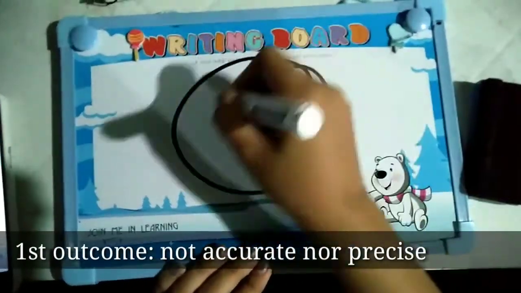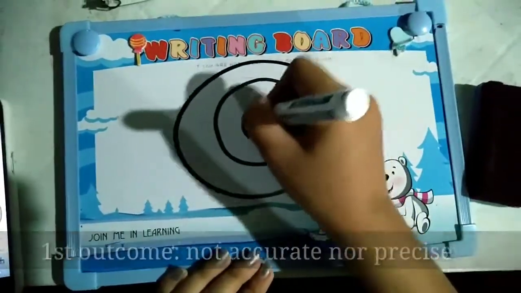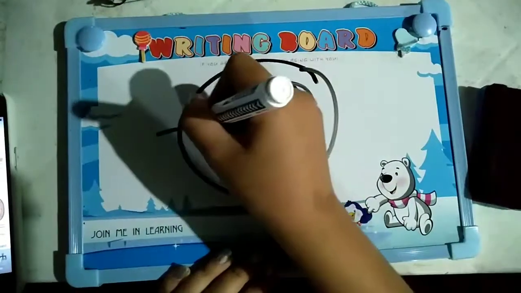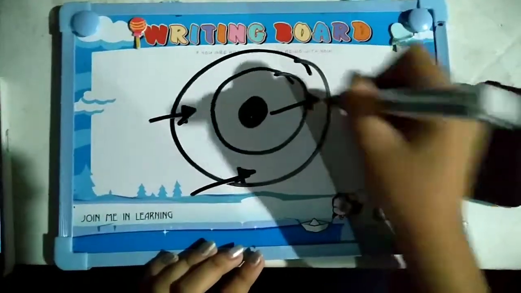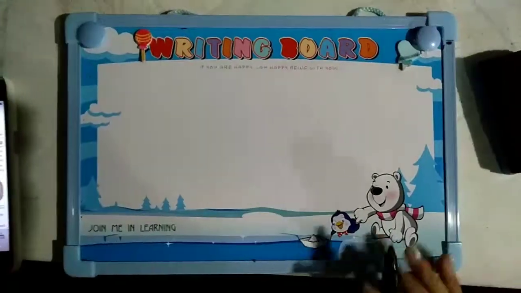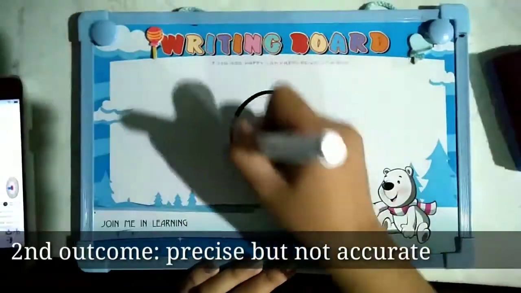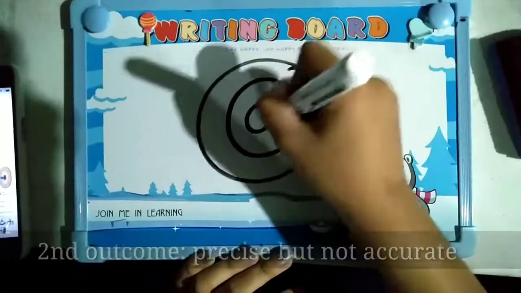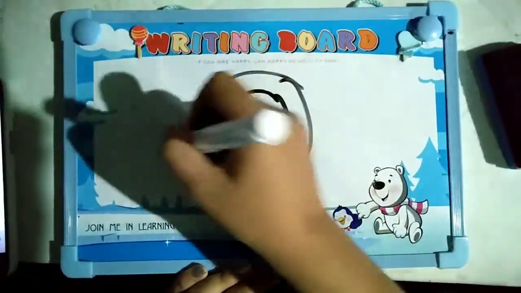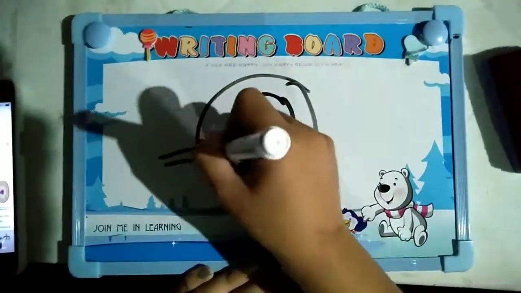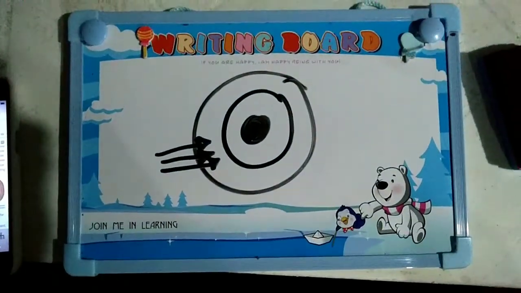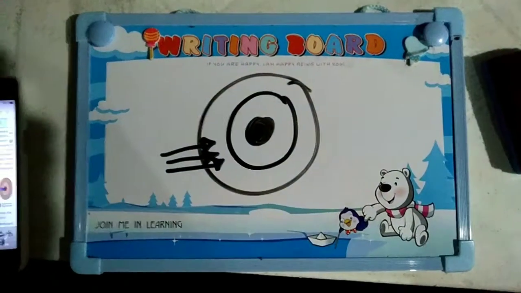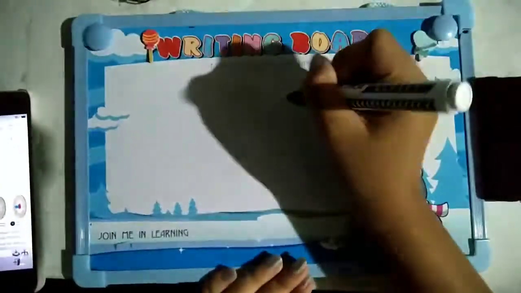The darts have landed far from each other and far from the bullseye. This grouping demonstrates measurements that are neither accurate nor precise. The darts are close to one another but far from the bullseye. This grouping demonstrates measurements that are precise but not accurate. In the laboratory situation, high precision with low accuracy often results from a systematic error.